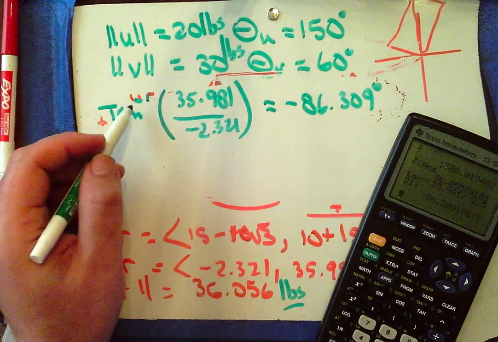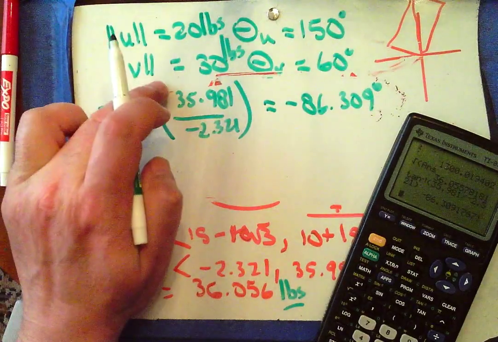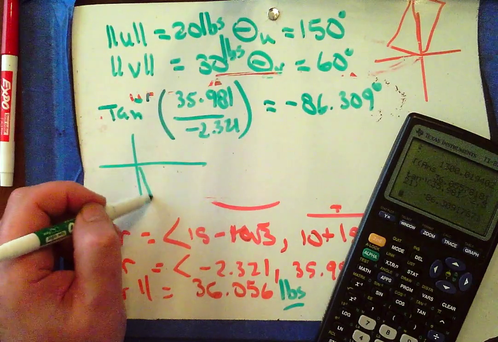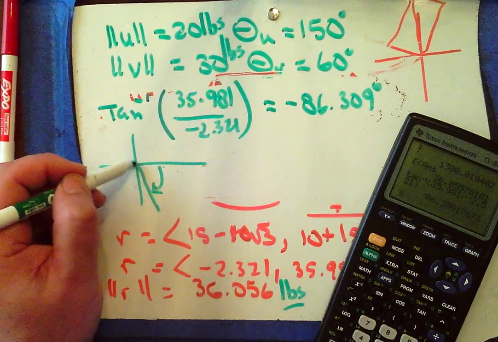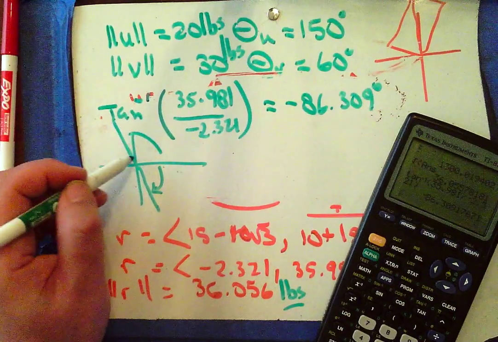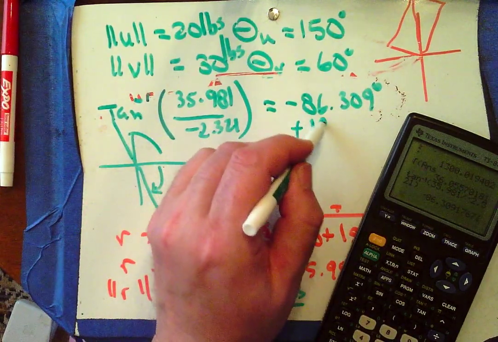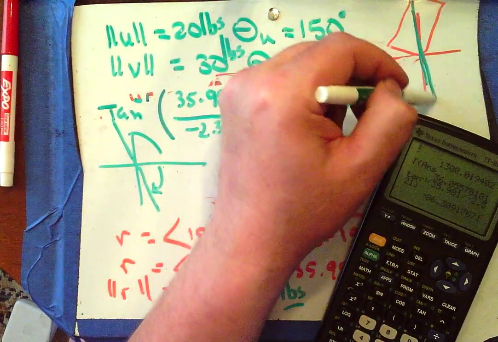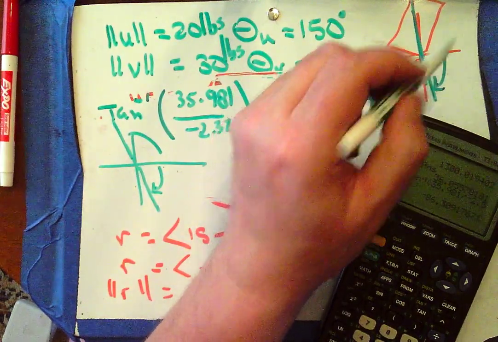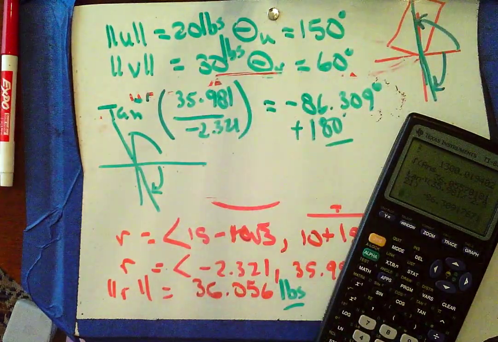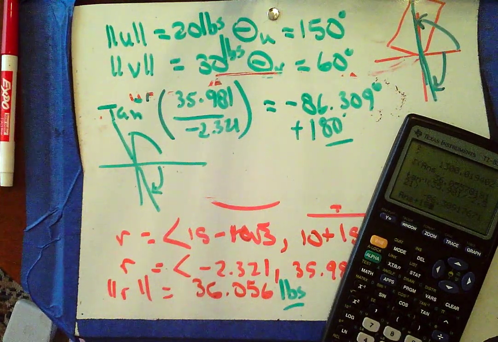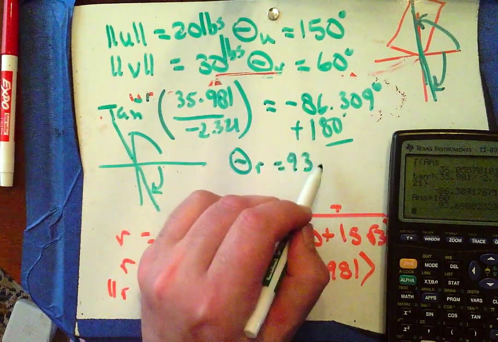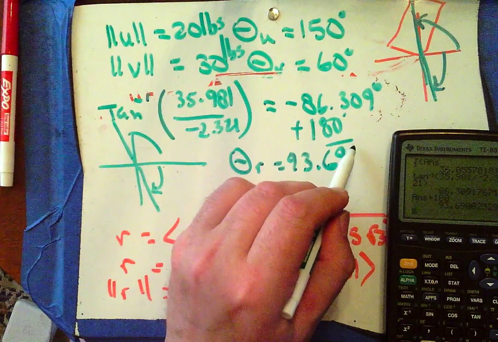Well, remember there's a restriction on inverse tangent. It only gives us values between negative 90 and 90. And I said before, when you end up with this negative angle here, when you really want this positive angle here, you better add 180 to it. No one's going to tell you to do it, but what you just found was this angle. You don't want that angle, you want that angle. So add 180, and I end up with theta r equals 93.691 degrees.